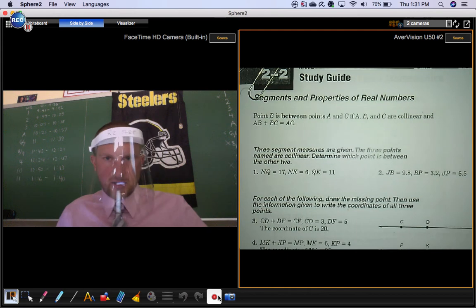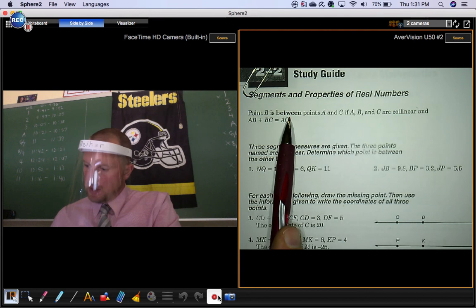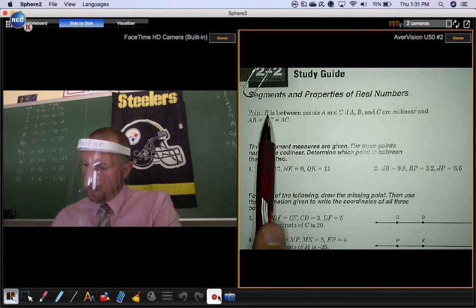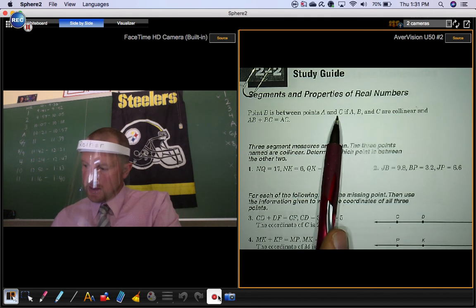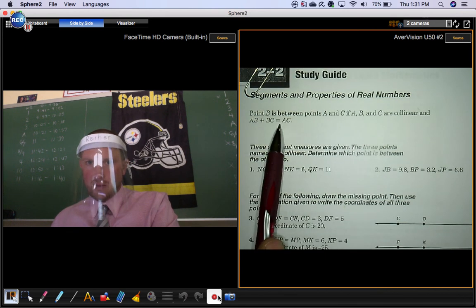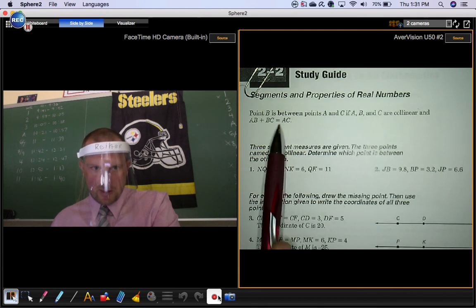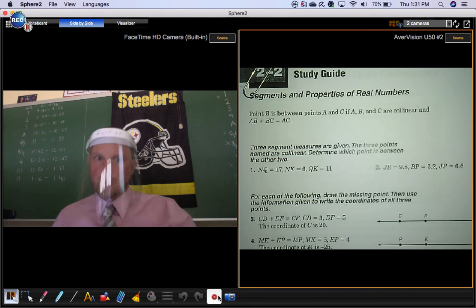Study guide for section 2.2. At the top, they tell you the definition of between. Point B is between points A and C, as long as the three are collinear. It looks like this. Point B is between because segment AC is the biggest segment length. That'll come in handy a little bit later.